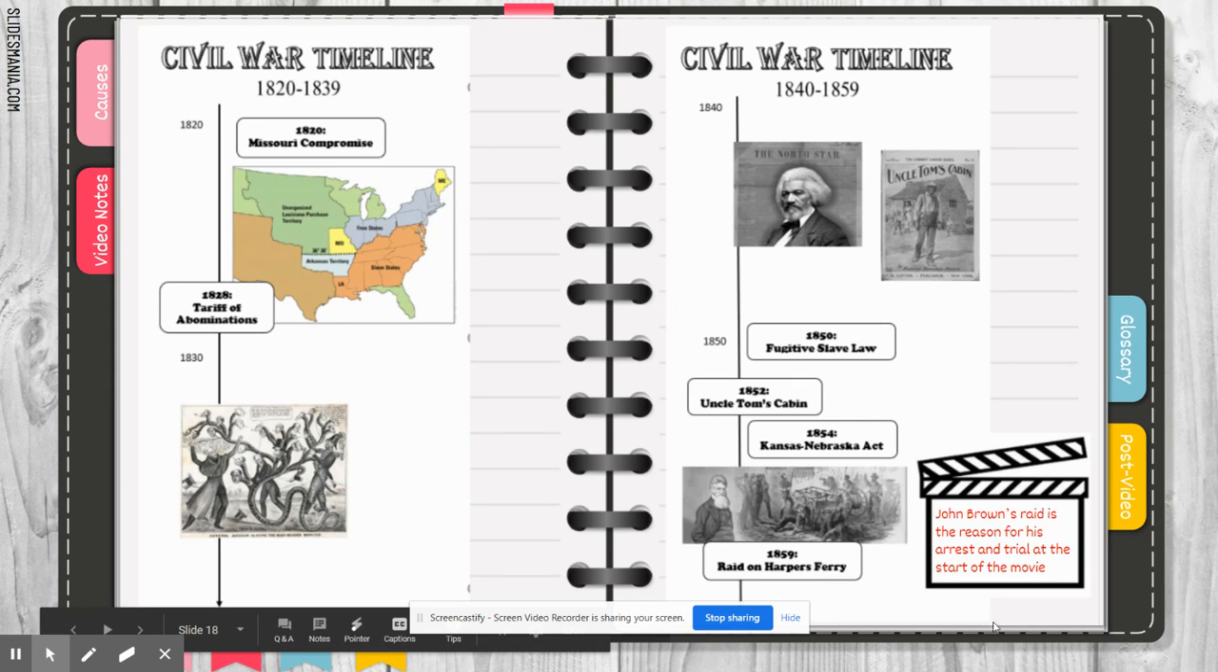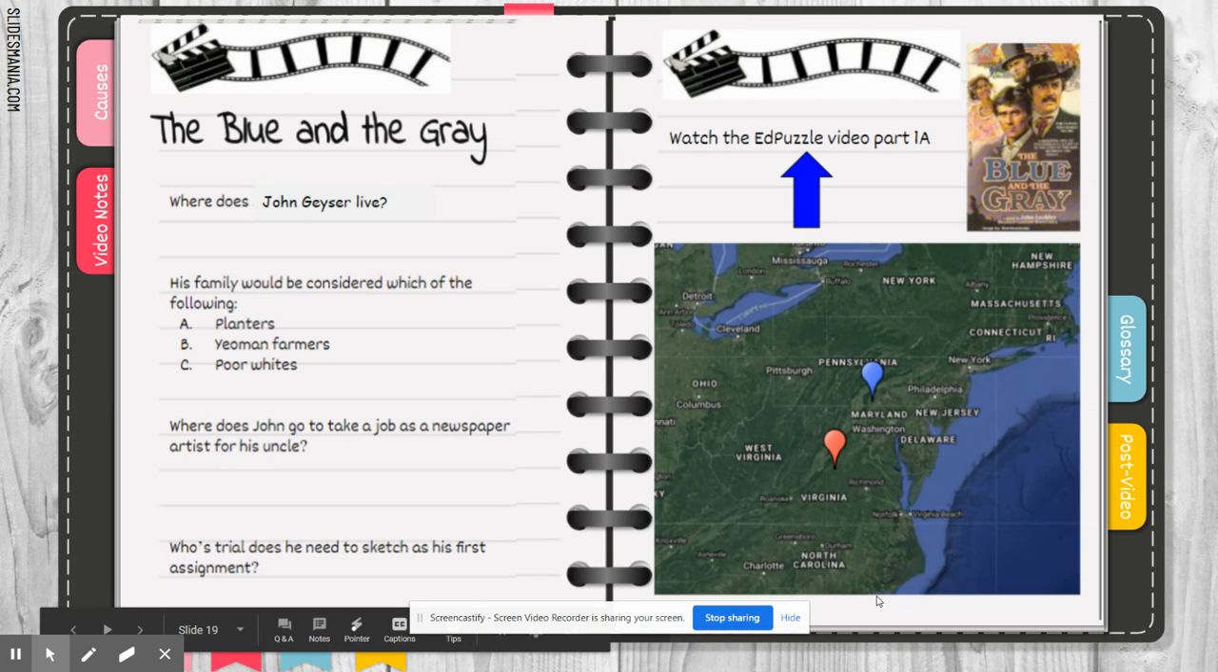And you have a movie connection to make for that. So you're going to want to copy this down. John Brown's raid is the reason for his arrest and trial at the start of the movie. Okay, the raid on Harper's Ferry is the last thing on our timeline on this page. So you might want to pause the screencast and write down the video connection. Okay, now the blue and the gray, the video answers. So far, this was all from the first part of the movie.